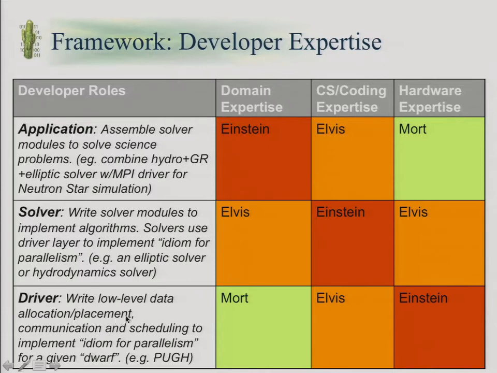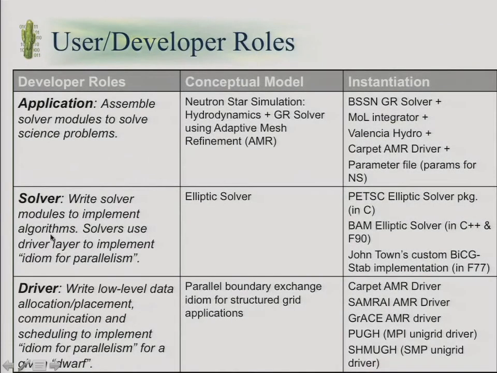And then you've got the driver people, and these are folks that really love template metaprogramming or assembly language and love messing around with communication libraries and parallelism constructs. They're at the lowest layer. In the case of Cactus, we have specific examples here where conceptually these guys want to do neutron star simulation. They string together Hydro, GR, and AMR.